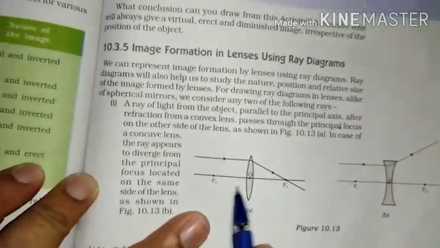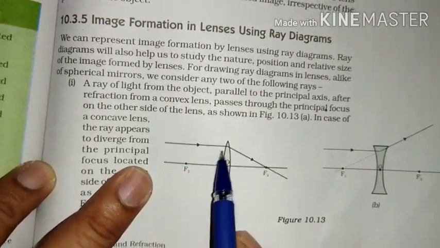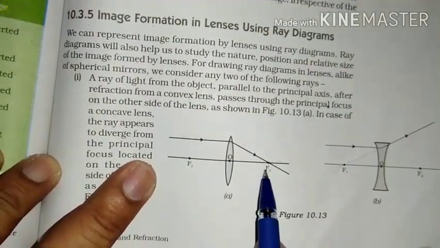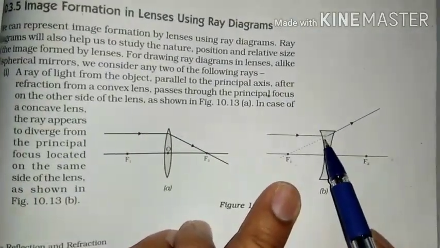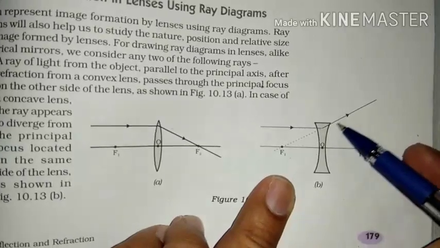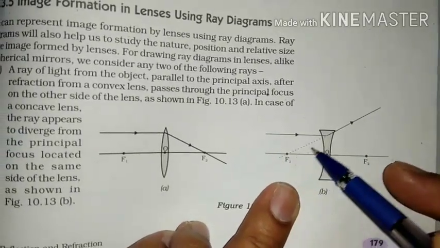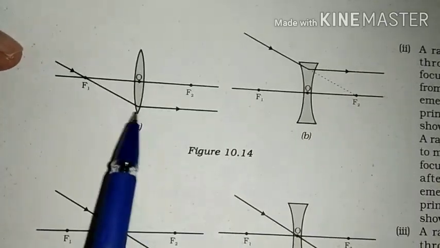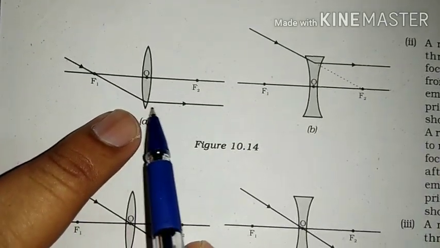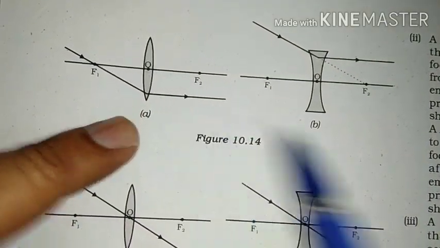First rule was that a ray of light parallel to the principal axis in the case of convex lens after refraction passes through its focus, but in the case of concave, a ray of light parallel to the principal axis after refraction diverges in such a way that it appears to come out from focus. Second rule was that if rays of light incident through focus of any convex lens, then after refraction it becomes parallel to the principal axis.